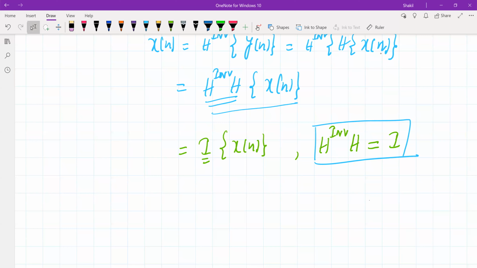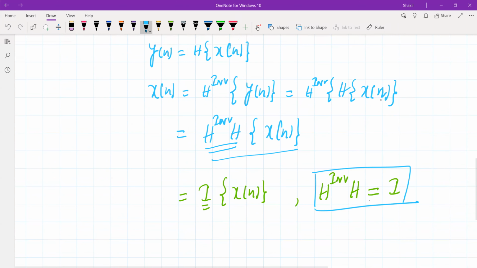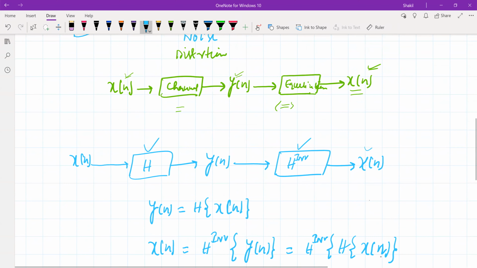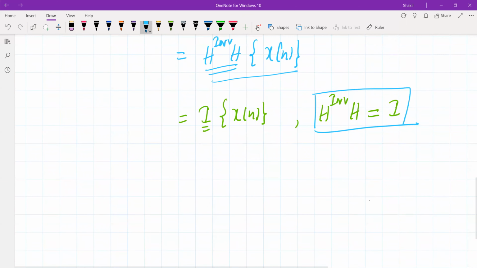So the whole operation means first this operation performed by this system, and then the recovered signal x of n from y of n is actually some kind of an identity operation. From the channel point of view, if it introduces noise, then the equalizer must remove this noise from the output to get the transmitted signal back.